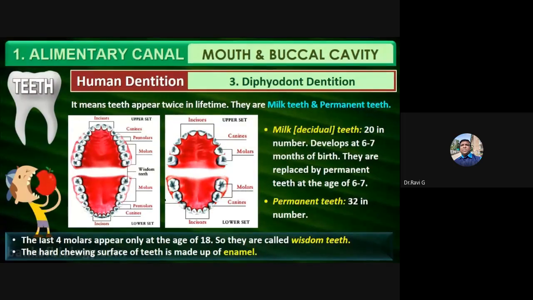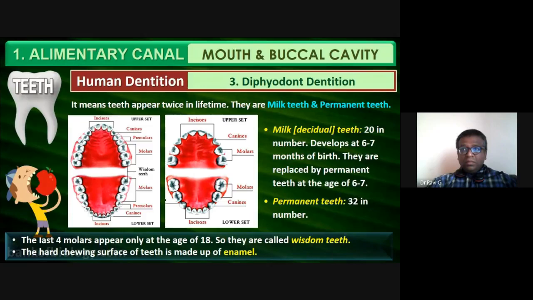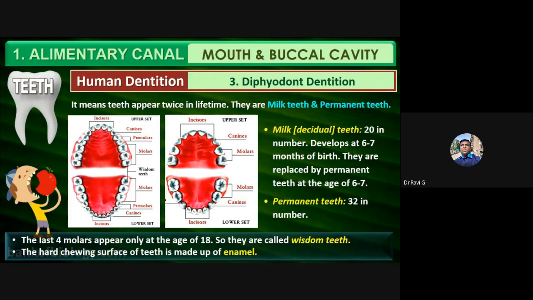The last four molars that we have appear only at the age of 18. So we call them wisdom teeth. Here you can notice one, two, three and four. The last four molars arise only at the age of 18 years. Sometimes, as I told you, there is a painful process whenever the wisdom teeth are appearing. Some of them come without much pain. I am talking about teeth. So the wisdom teeth can come without much pain.